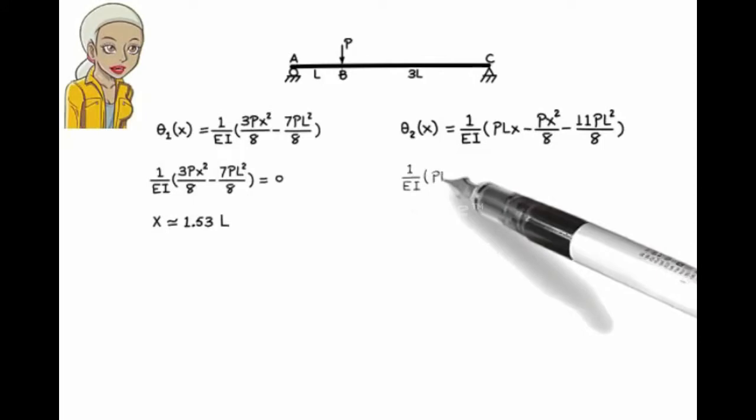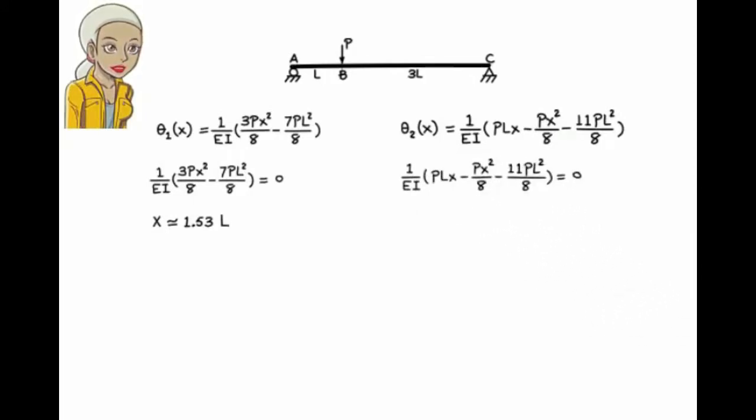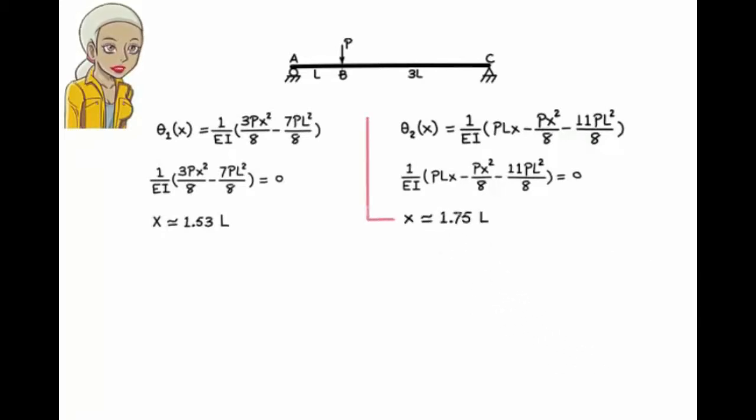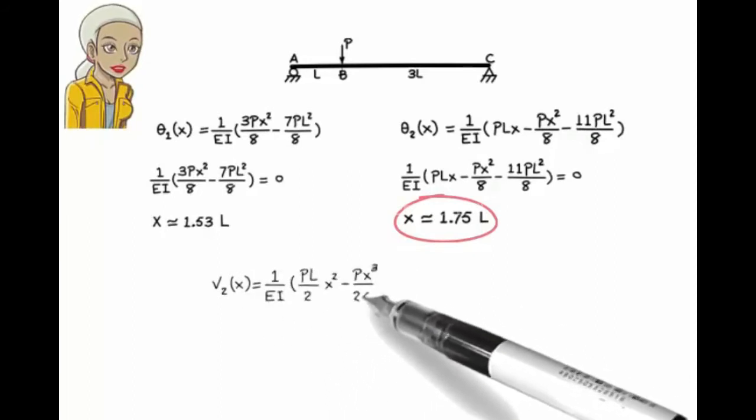At what x value is θ2 0? Solving this equation for x, we get x equals 1.75 L. Since this value is between L and 4L, then we conclude that maximum deflection in the beam occurs in the right segment of the beam, at x equals 1.75 L. Now, we can determine the value of maximum deflection by evaluating V2 at this point.